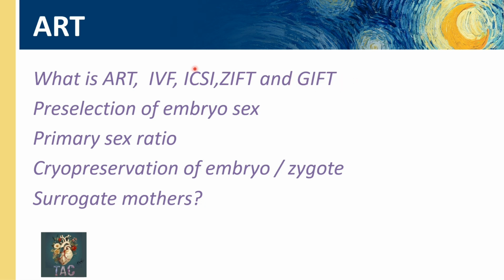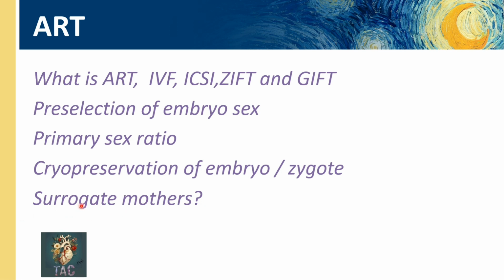So with the help of ART, there may be pre-selection of the embryo sex, and the primary sex ratio can be determined. Cryopreservation of embryo or zygote can also take place for the next attempt of either ICSI or ZIFT or GIFT. Another important thing you should understand is the surrogate mothers.